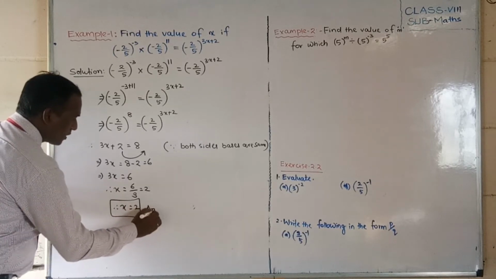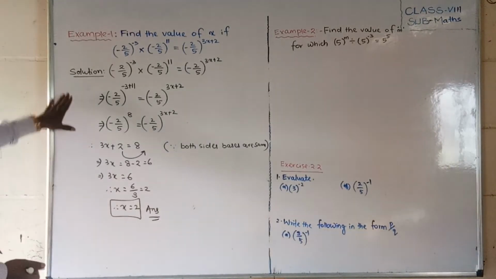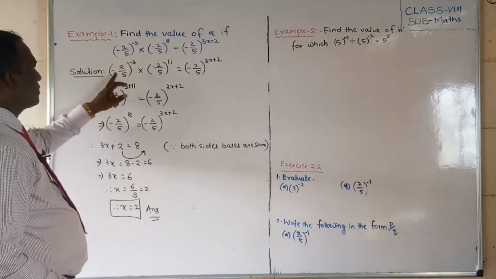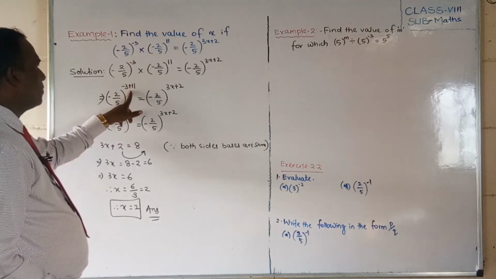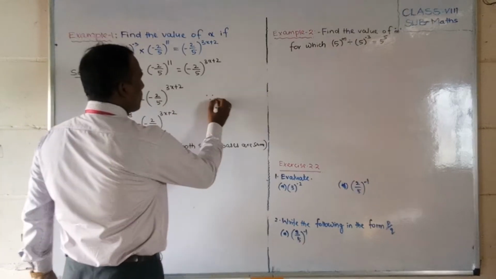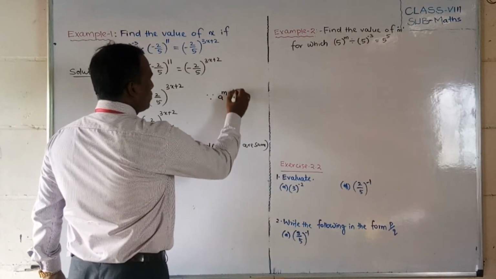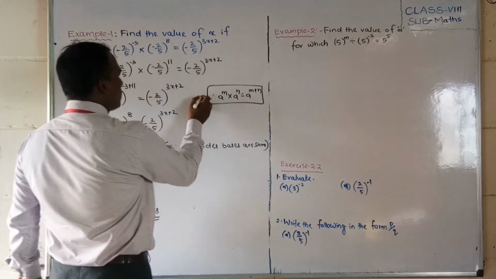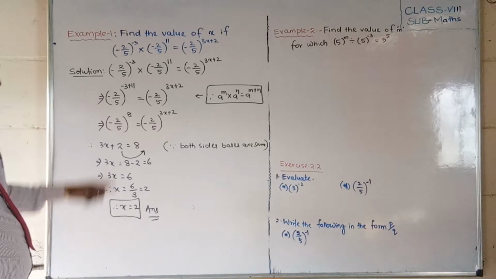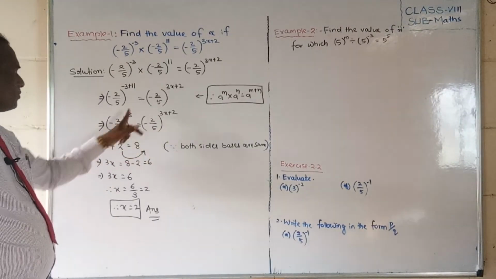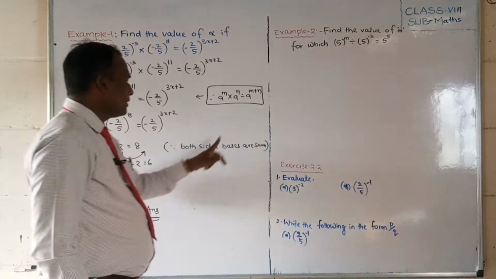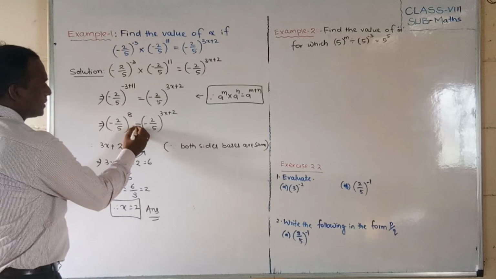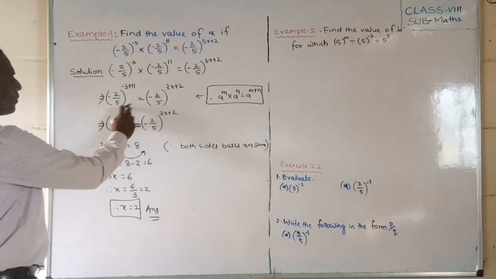This is our answer. Okay students, I hope you have understood what we want to do. We have to do it step by step. First of all, since both bases are the same, the powers will be added. The formula is a^m × a^n = a^(m+n). We used this formula here. Next, now both bases are the same on both sides of the equal sign, so the powers are also equal.